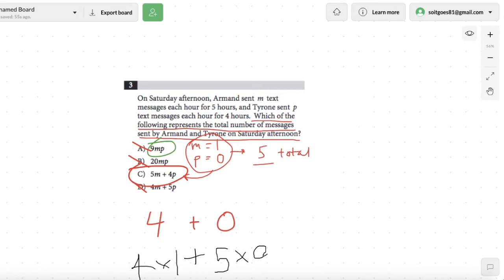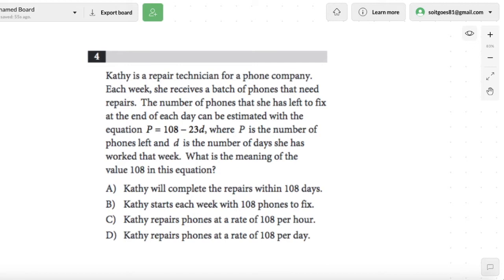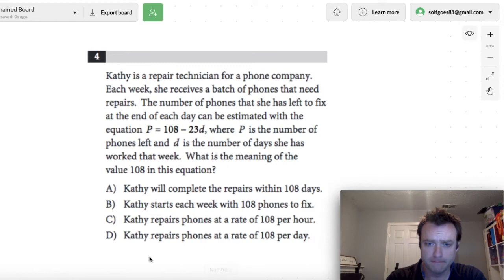All right. Question number 4 is up on the screen. Go ahead and read question number 4, please. All right. Kathy is a repair technician for a phone company. Each week, she receives a batch of phones that need repairs. The number of phones that she has left to fix at the end of each day can be estimated with the equation P equals 108 minus 23D, where P is the number of phones left and D is the number of days she has worked that week. What is the meaning of the value 108 in this equation?